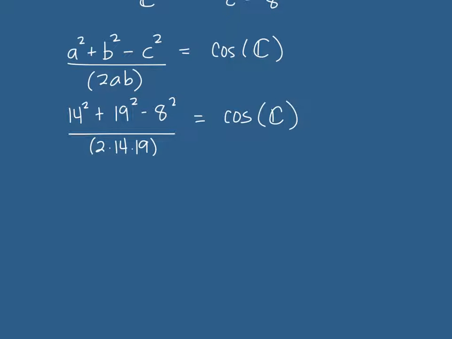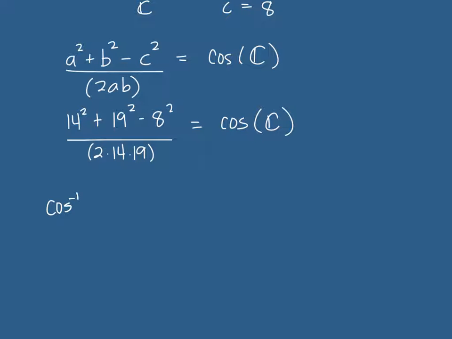What am I trying to find? What is the variable? What am I trying to solve for? What am I trying to get rid of? Go ahead, Katie. Which C? Okay, angle C. And so if I want to find angle C, what do I need to do to both sides? Inverse. Okay, when you do an inverse, you need to remember parentheses.